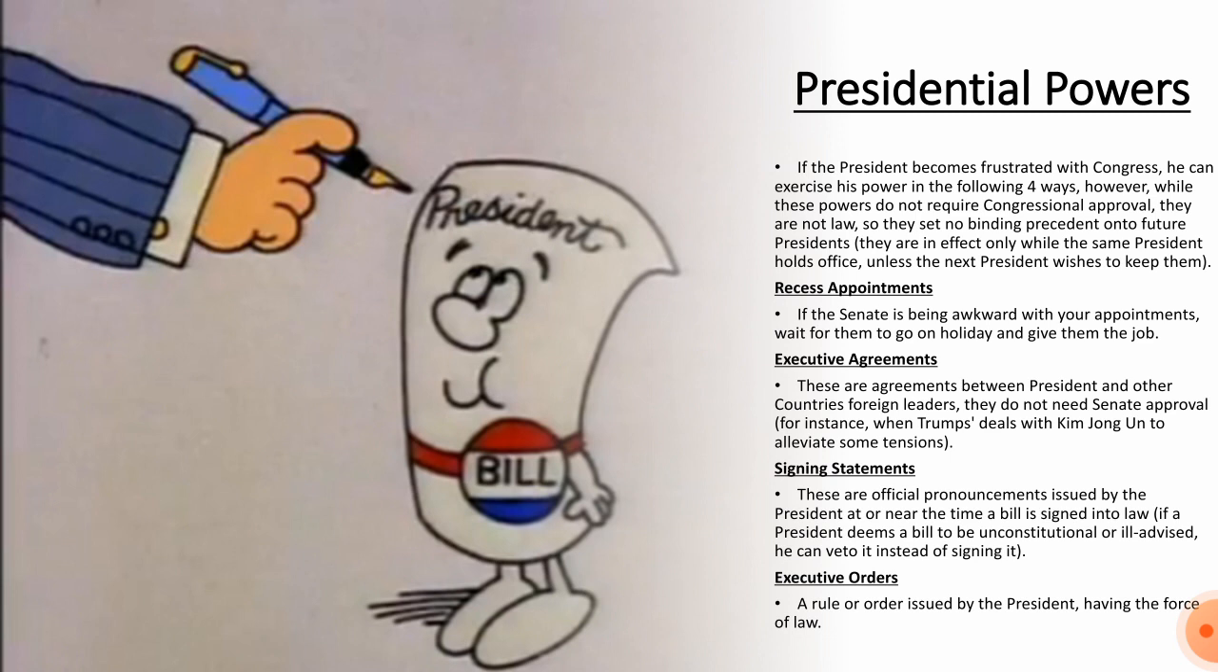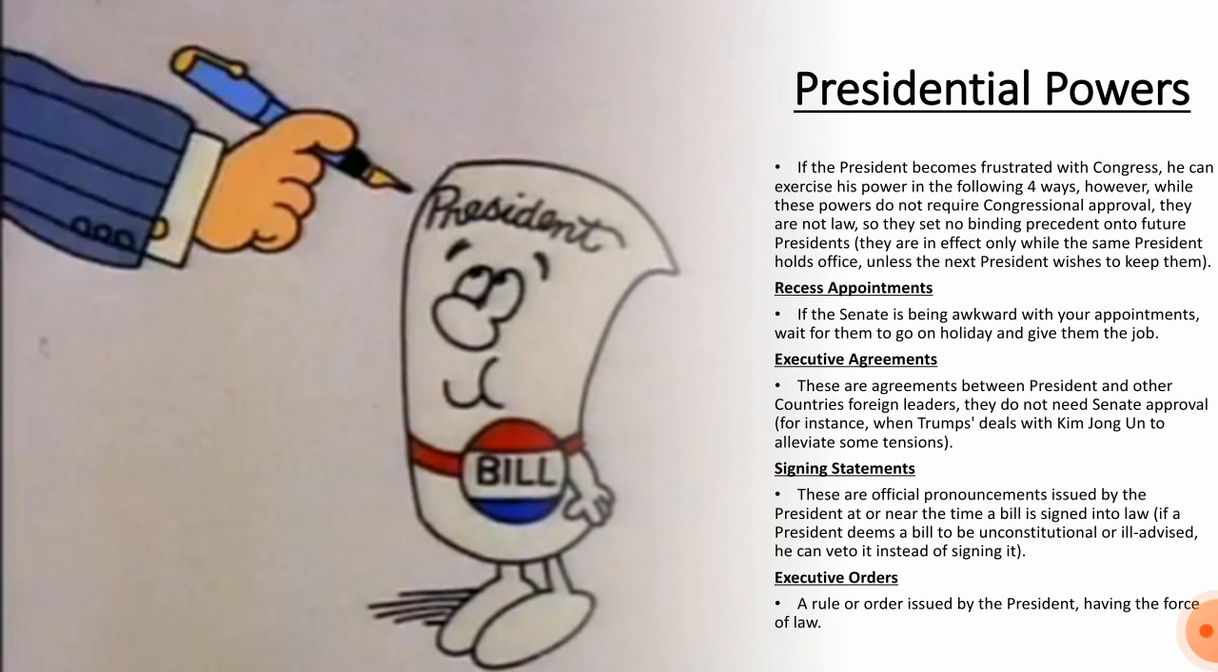Signing statements. These are official pronouncements issued by the President at or near the time a bill is signed into law. If the President deems a bill to be unconstitutional or ill-advised, he can veto it instead of signing it, so he can throw it out and not agree to it, but if he does this too regularly, it will pass without his signature being required.